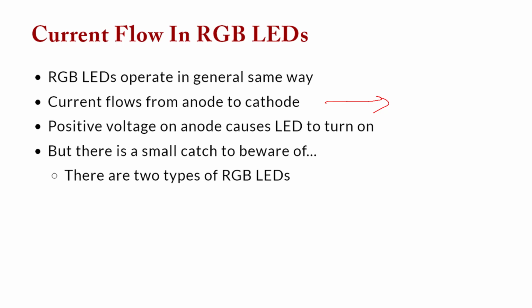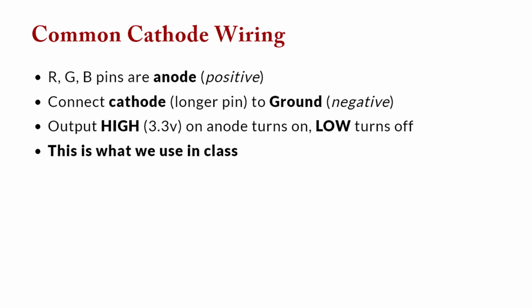But there are 2 different kinds of RGB LEDs. So this is where the little bit of confusion comes in. Okay, this is the kind that we are going to learn about. We're going to use what's called common cathode. And there's no difference between the 2 RGB LEDs. One is not better than the other. Some do have slight advantages, but mostly they're very similar. We're just using this one.